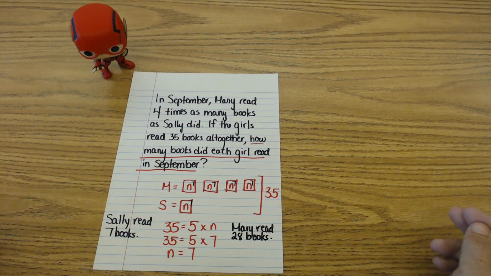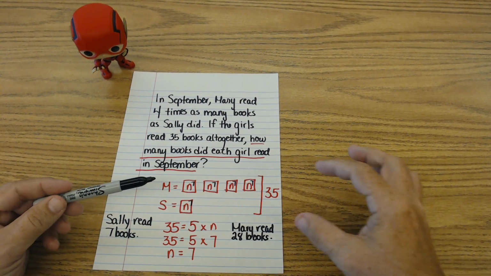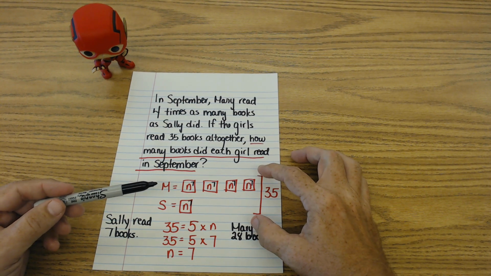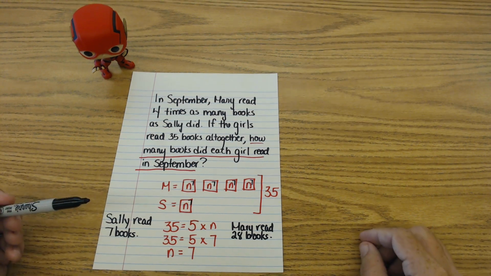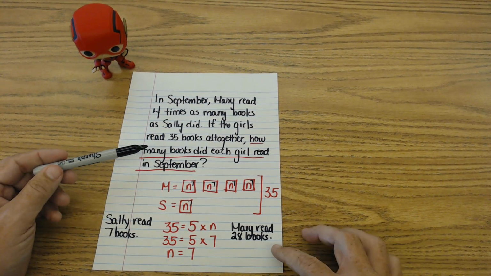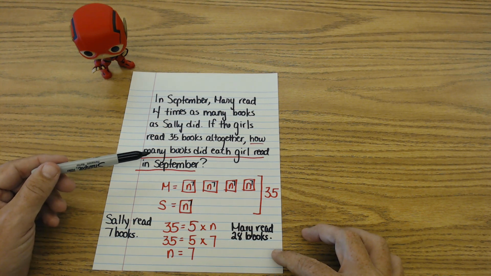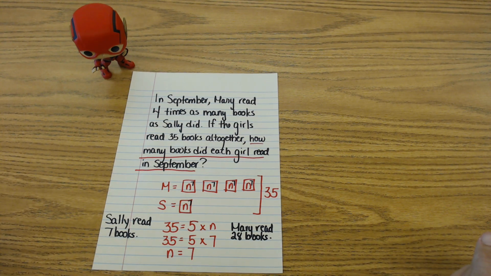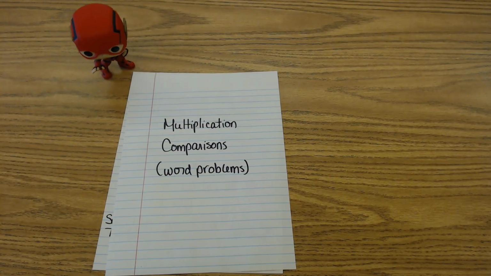And this is how the students are supposed to solve this problem. Notice that we have a total for both children, and then we had to solve for what n would be and then apply it to both children. So going back to our question, we're asked how many books did each girl read in September? We have an answer to that, so we have satisfied the question. This is an example of multiplication comparisons with word problems.